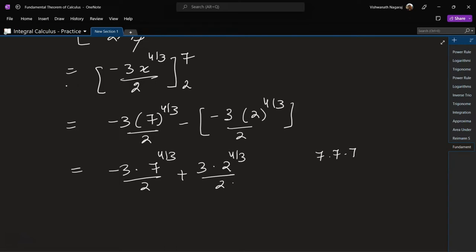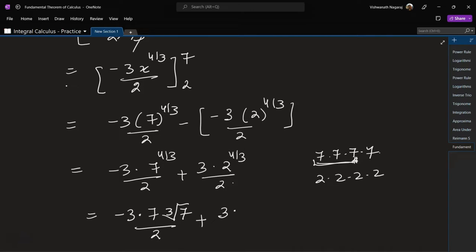7 times 7 times 7 times 7, 7 to the power of 4. Cube root of this would be 7 cube root of 7, right? So let's take that out. So minus 3 times 7 cube root of 7 by 2 plus same way here also 3 times 2 times 2 times 2 times 2. So cube root of this would be 2 times cube root of 2 by 2. So 2 and 2 cancel.